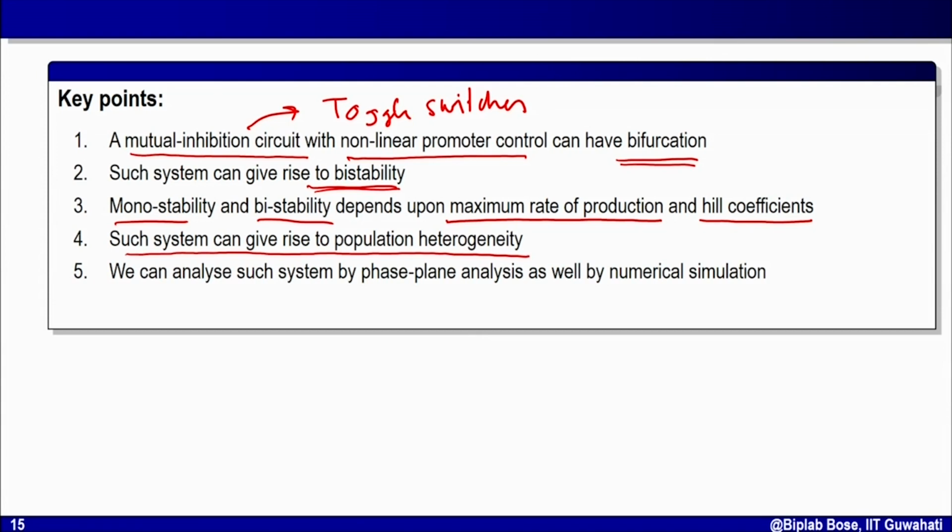And what I have shown in this module is that I can analyze this system using both a graphical method, by phase plane analysis, as well as by simple numerical simulation using JSIM. That's all for this module.